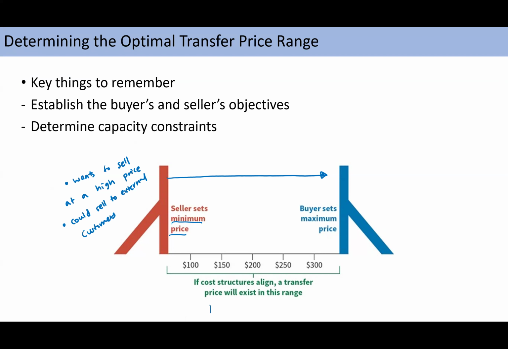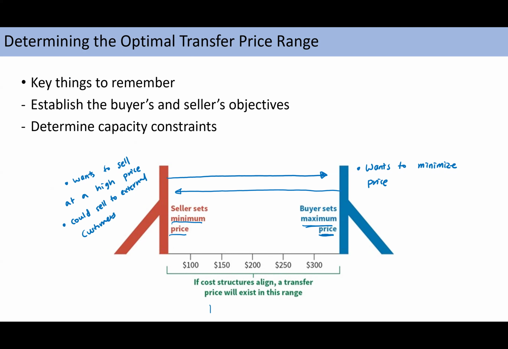Now let's talk about the buyer. Well, the buyer wants to minimize the price as much as possible because they want to pay less. So they will set a maximum price that they're willing to pay and would be happier if the price is set below that maximum price.